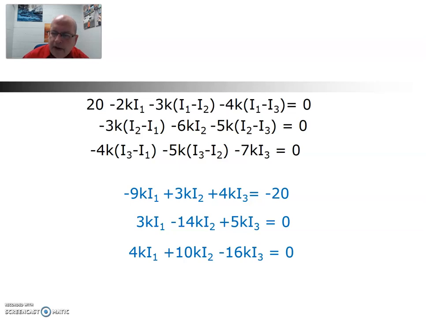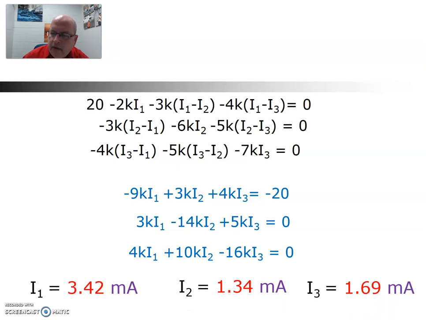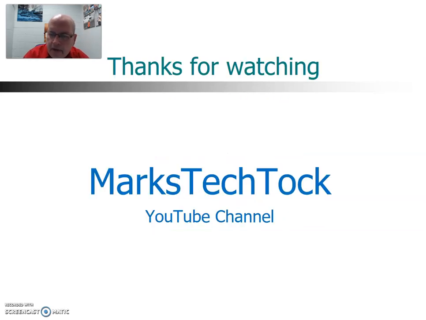We just put the coefficients in the calculator, and you're going to get I1 is 3.42 milliamps, I2 1.34 milliamps, and I3 1.69 milliamps. So that's an introduction to mesh currents, and hopefully that will put you on your way to solving some problems that perhaps you weren't able to solve before.